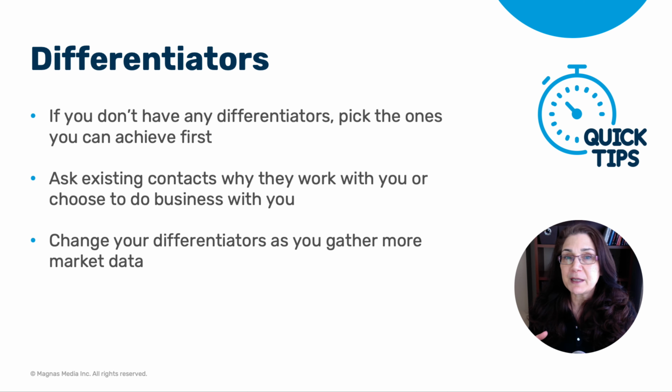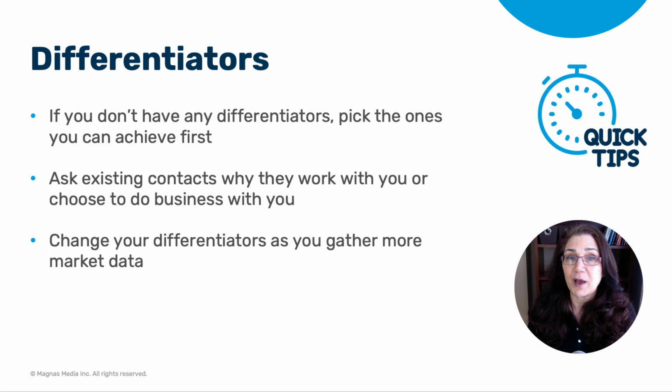Now, in terms of tips, I would say if you don't have any differentiators right now, pick the ones that you can achieve first. Maybe you're just starting your business, and you don't really know what sets you apart. Try to pick the ones that you can achieve first. So go back to the list and see which of these words, or any other words you can come up with, you can deliver the fastest and that are true, relevant, and provable as well.